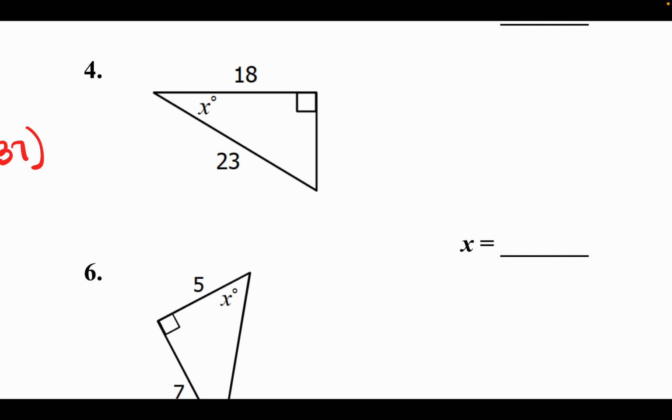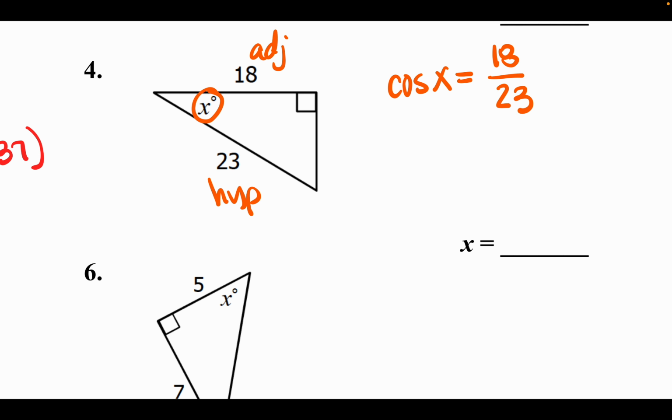Okay, number 4. So here's our reference angle. 18 is our adjacent, 23 is our hypotenuse. So that is cosine. So cosine of x is equal to 18 over 23. Now remember, since x is in your cosine, you have to do the inverse. So if we want, we can go just as straight to saying x equals the cosine inverse of 18 over 23. And then type that in your calculator. So you have 38.49, so it's 38.5.